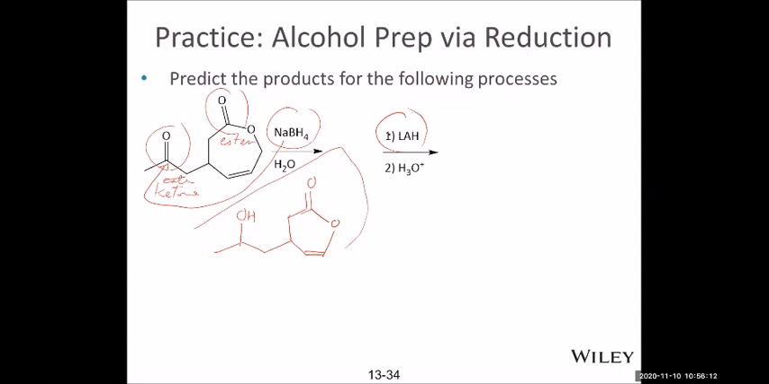And after this, the second step is with the lithium aluminum hydride. This is much more reactive. It can react with any kind of carbonyl group. It can be ketone, aldehyde, or ester, even carboxylic acid. So this would react with, this is actually an ester. So the hydride will first attack here.